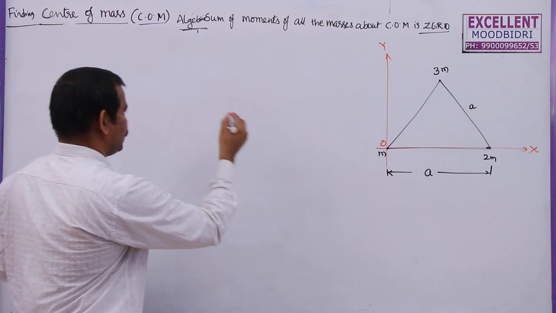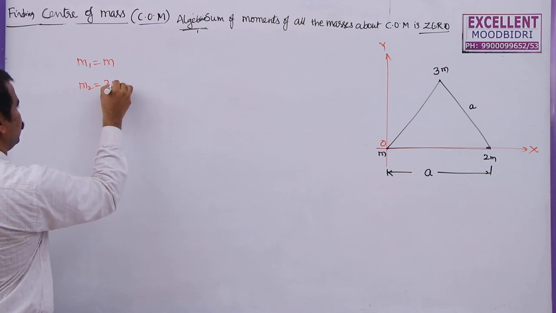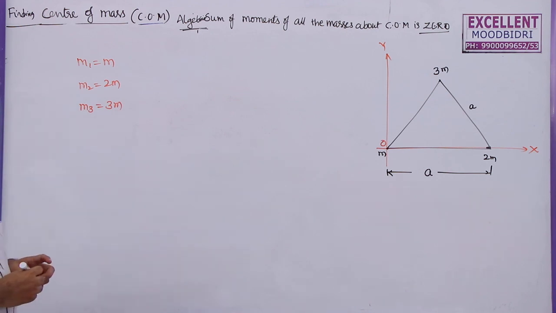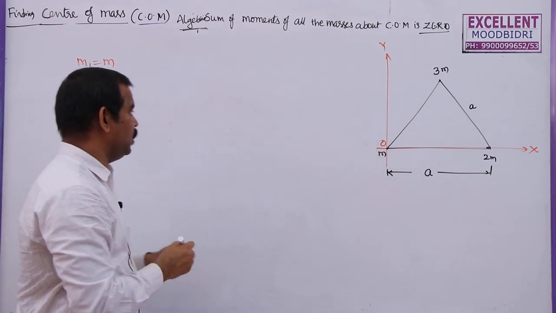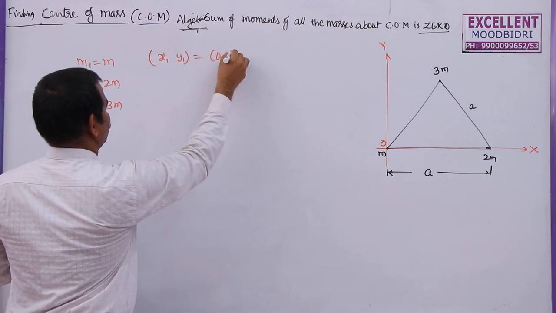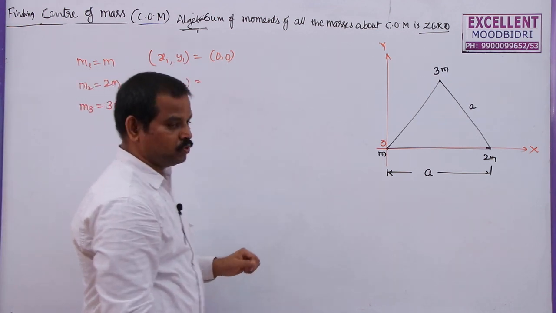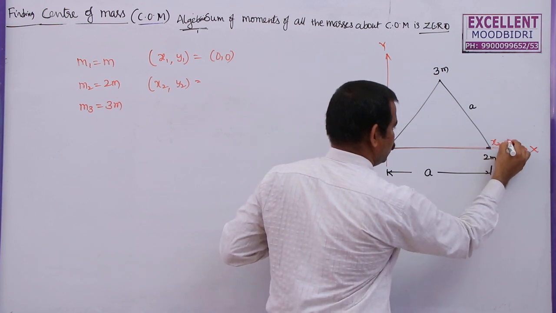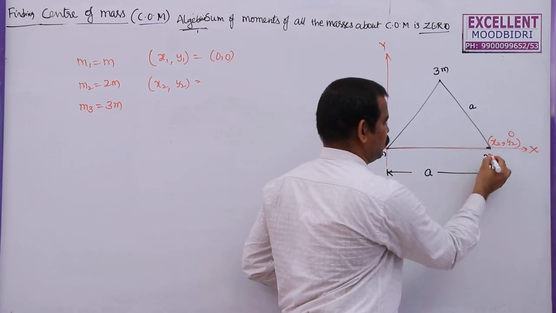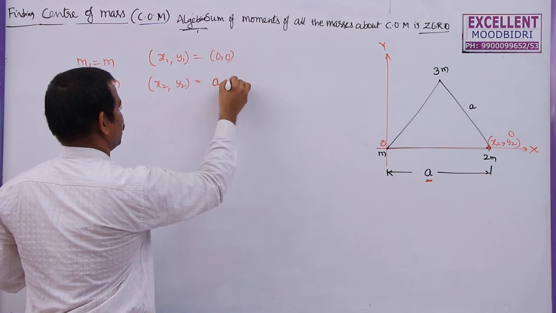So first of all, let me write the first mass is equal to m, the second mass is equal to 2m, and the third mass given is 3m. What are the coordinates of the first mass? The first mass is placed at origin. So here I am going to write x1, y1 is 0, 0, and this is x2, y2. What is this x2? Along the x-axis, the y coordinate is always 0, but this is at a distance of a. So this will be a, 0.